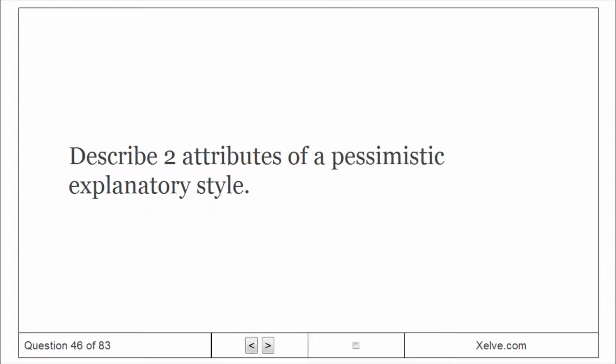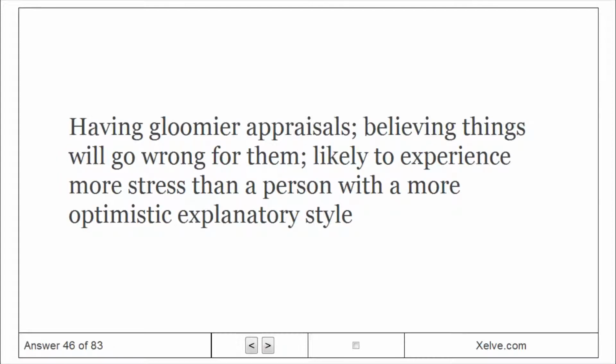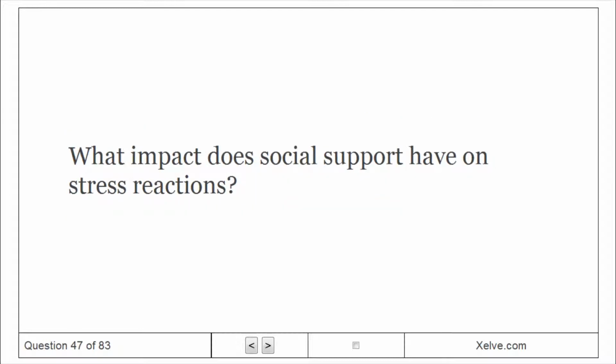Describe 2 attributes of a pessimistic explanatory style. Having gloomier appraisals, believing things will go wrong for them, likely to experience more stress than a person with a more optimistic explanatory style. What impact does social support have on stress reactions?